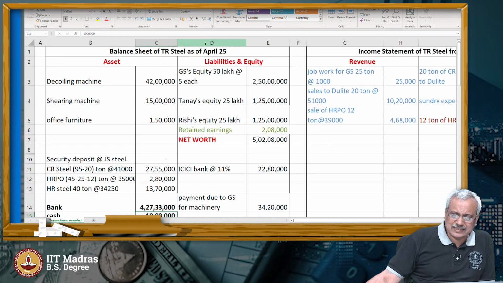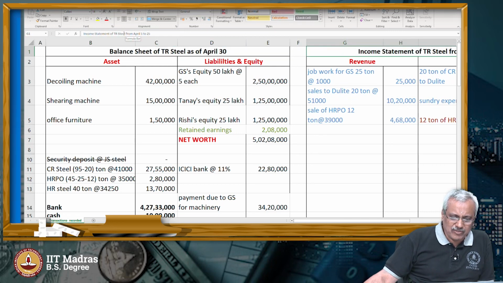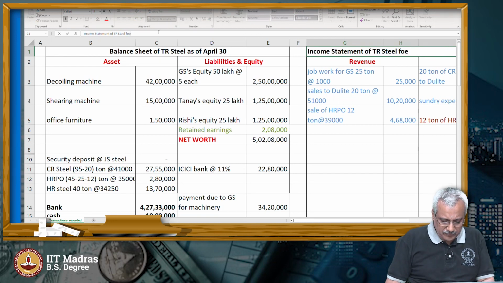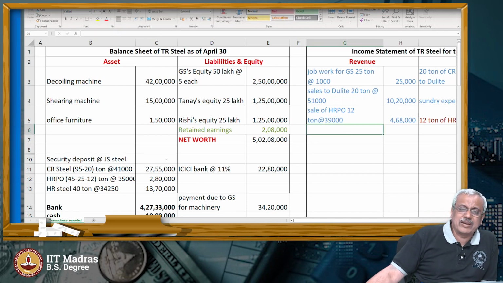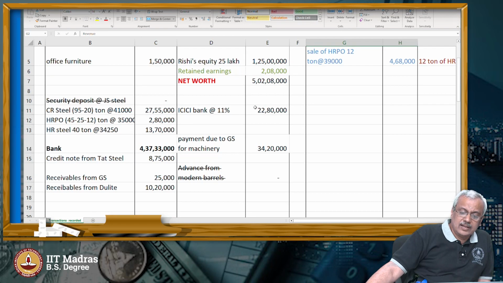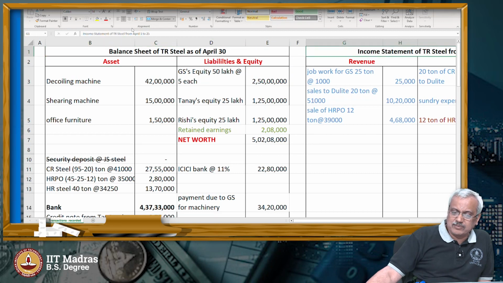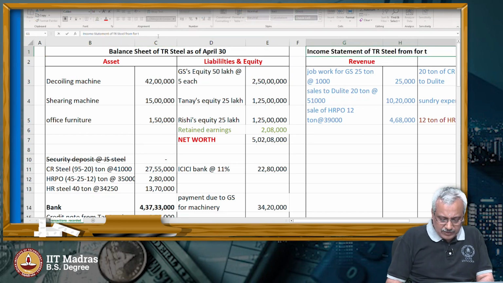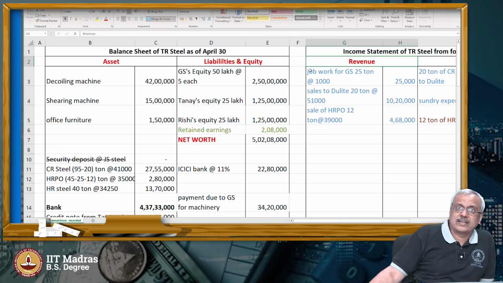Okay. Now we move to the last transaction. That is as of last day, that is as of April 30th, and in this particular case I will say income statement for the month of April. That means for the entire month of April, 1st April to 30th April, how does it look like?